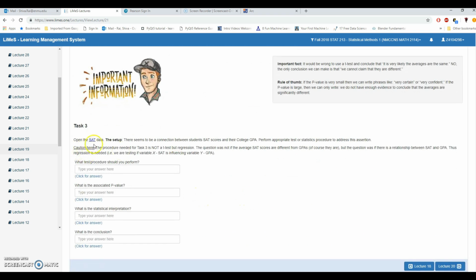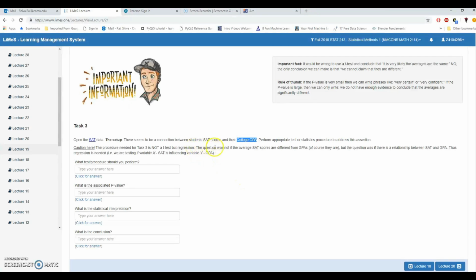Now task 3: open the SAT data. The setup: there seems to be a connection between SAT scores and college GPA. Perform an appropriate test or statistical procedure to address this assertion. Let's read this question properly. There seems to be a connection between SAT scores and college GPA. So here it's a case of regression, not a t-test, since it doesn't say that we are testing whether there is a significant difference in their averages. It's not saying that, so that's why we go for regression.